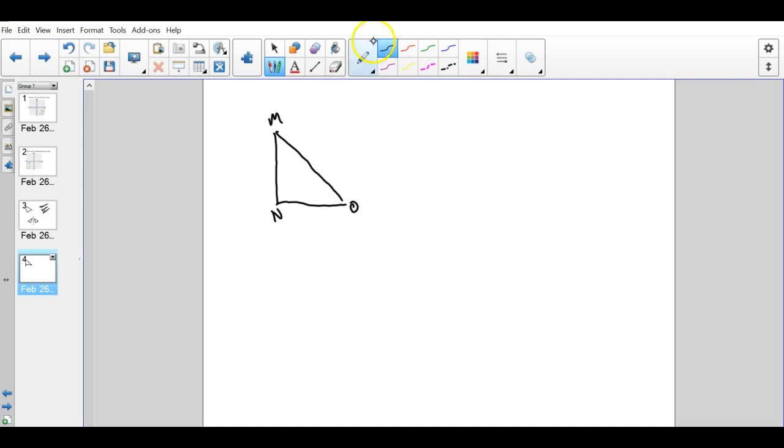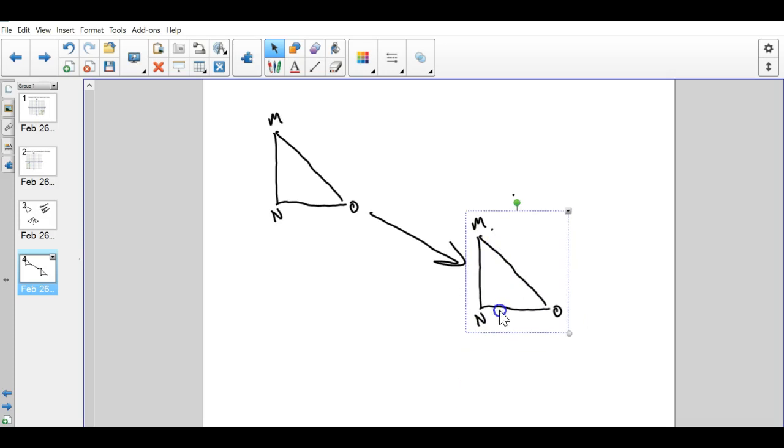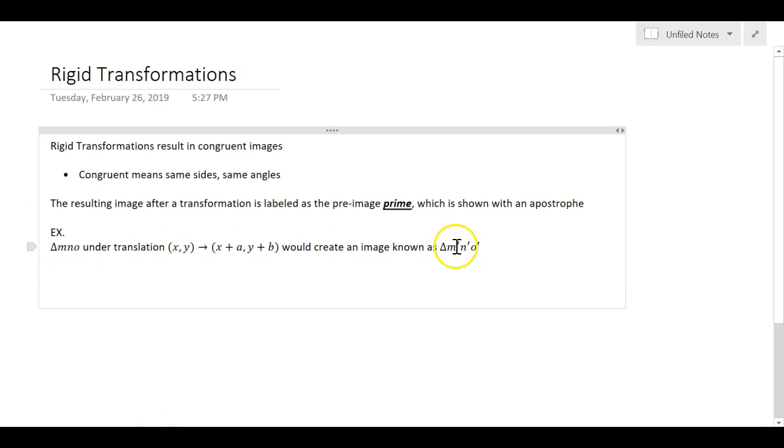Now, if I were to translate this image, and let's say we translated it over here, this new image has been translated, and we have to give it a name. The name we give it is M prime N prime O prime. That's the new image.